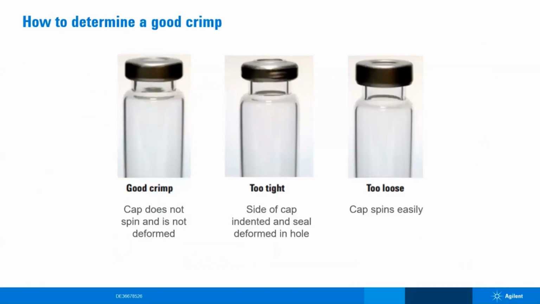Just to go over crimping best practices. A good crimp does not have any sort of deformation like you see in the middle where it is too tight and has that arch in the center, and then it also is not so loose that the cap can spin. You do need to make sure these are airtight so that the vial can be properly pressurized and does not have turnover of gas into the oven.